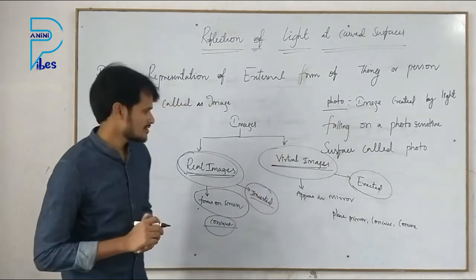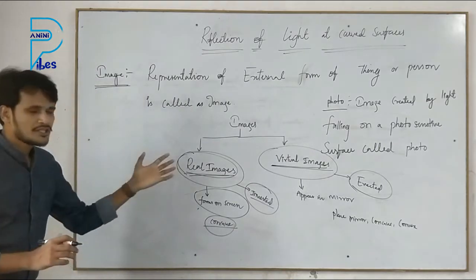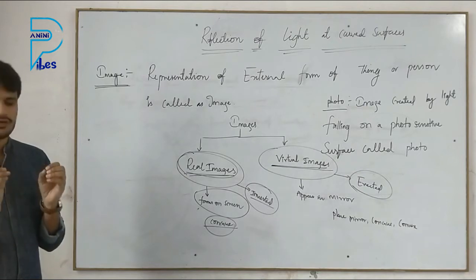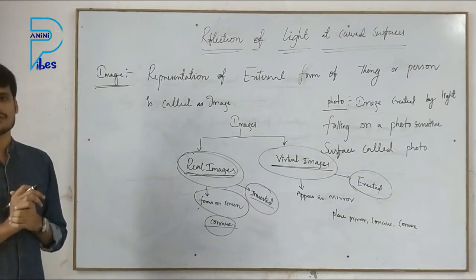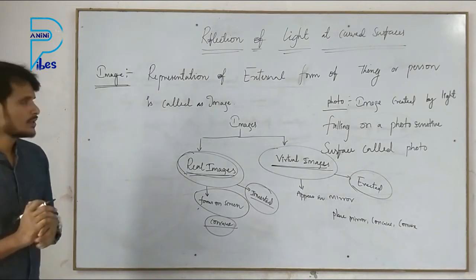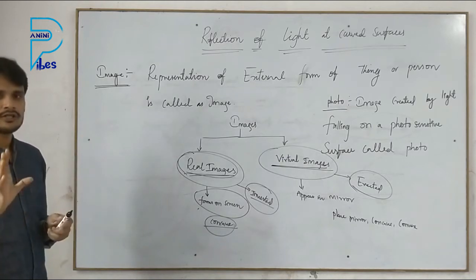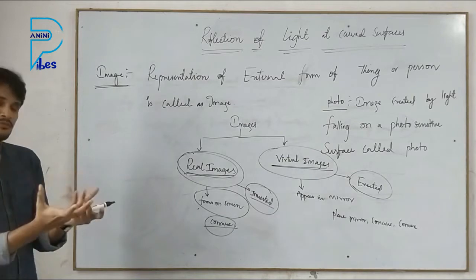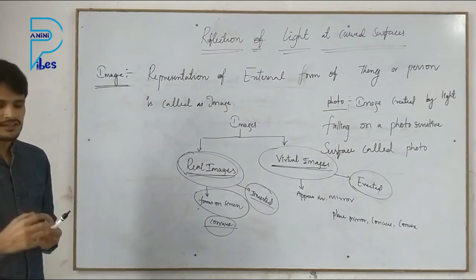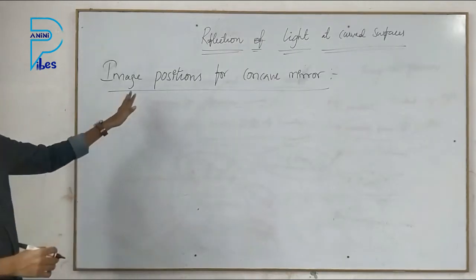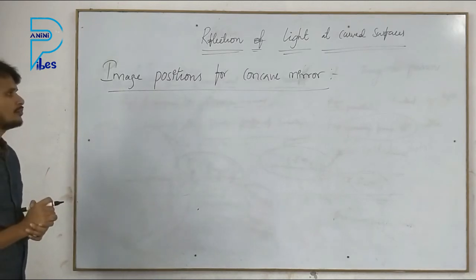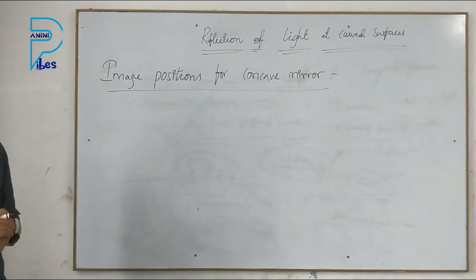And the next topic is image positions for concave and convex mirrors. This is very important for 4-mark types of questions in the annual examination. So, image positions for a concave mirror. How do images form on a concave mirror? How many types of images form on concave and convex mirrors? Let's see image positions for a concave mirror. How many positions are possible on a concave mirror?